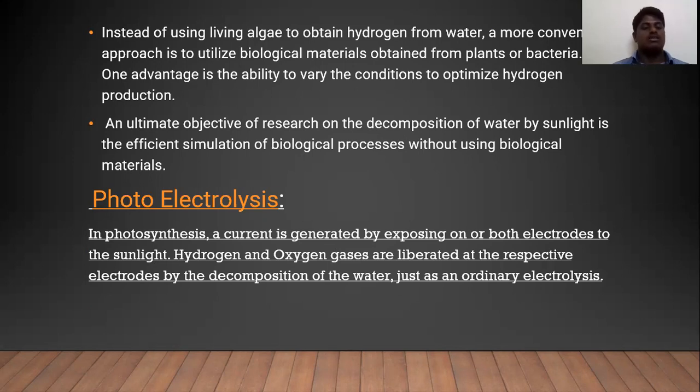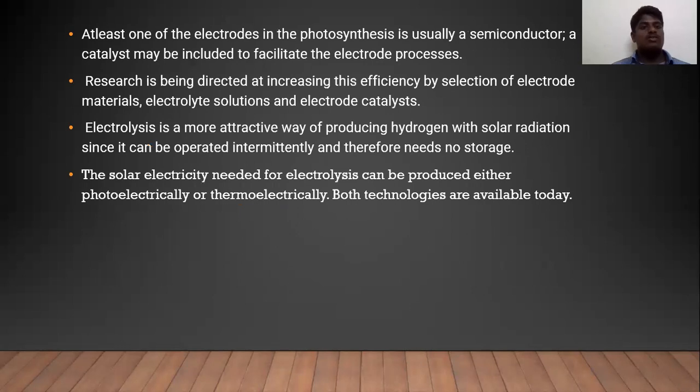Photoelectrolysis. In photoelectrolysis, a current is generated by exposing one or both electrodes to the sunlight. Hydrogen and oxygen gases are liberated at the respective electrodes by the decomposition of water, just as in ordinary electrolysis. At least one of the electrodes in the photoelectrolysis cell is usually a semiconductor. A catalyst may be included to facilitate the electrode processes. Research is being directed at increasing this efficiency by selection of electrode materials, electrolyte solution, and electrode catalyst.